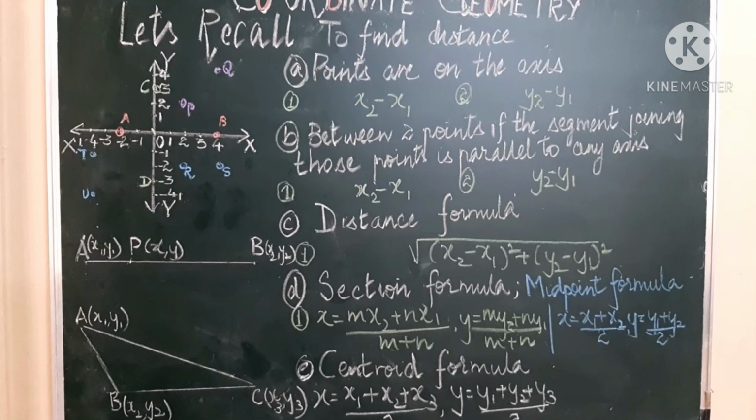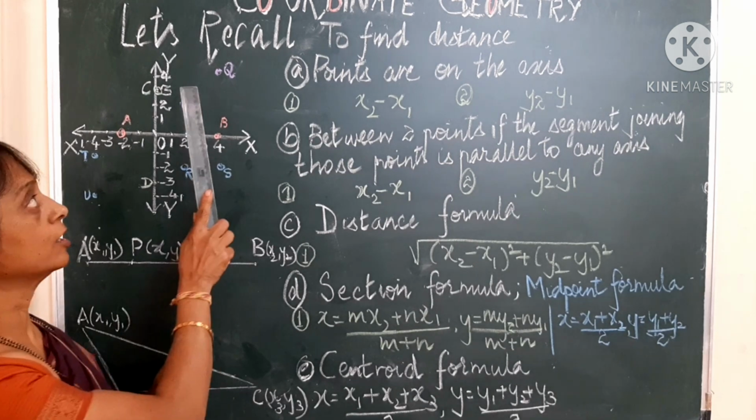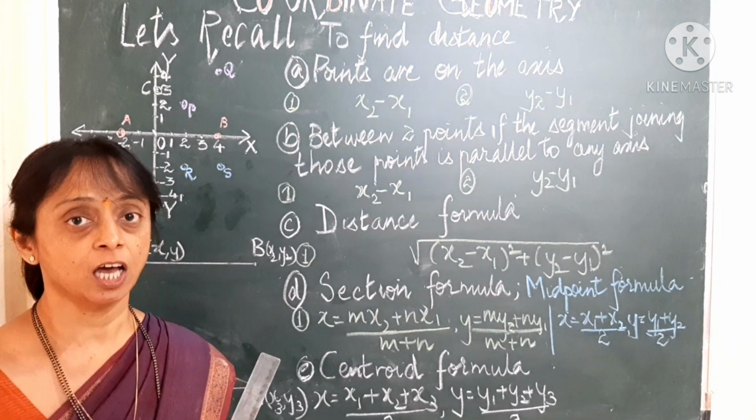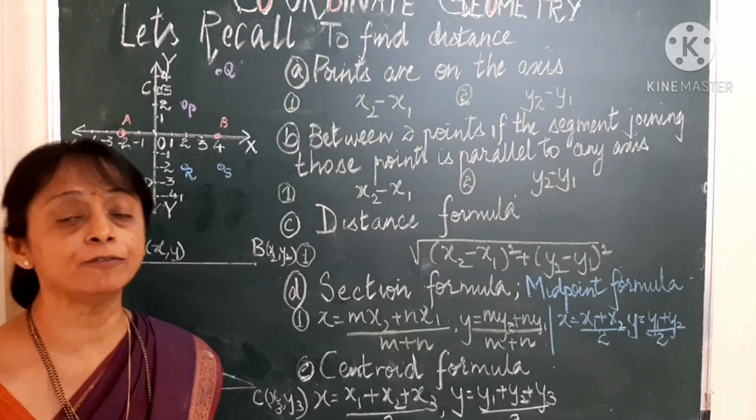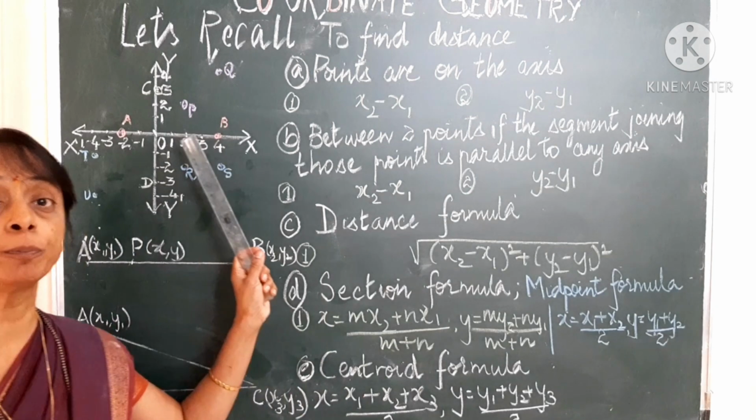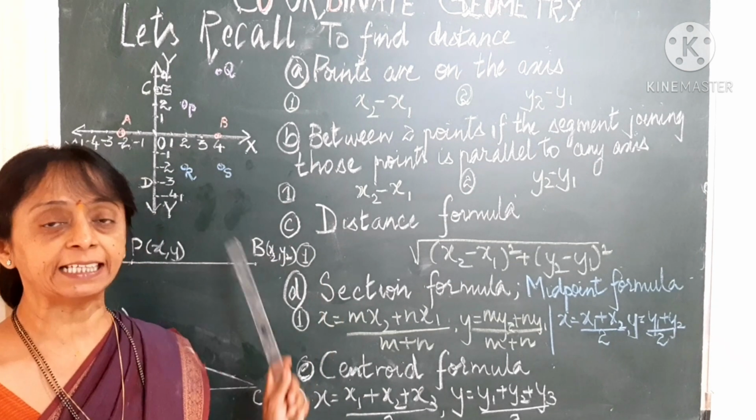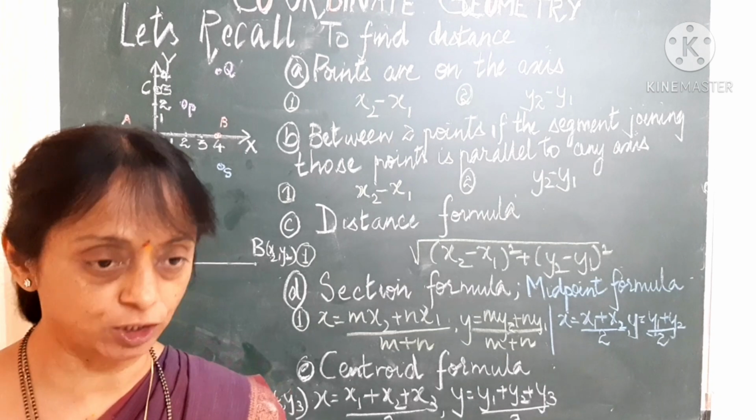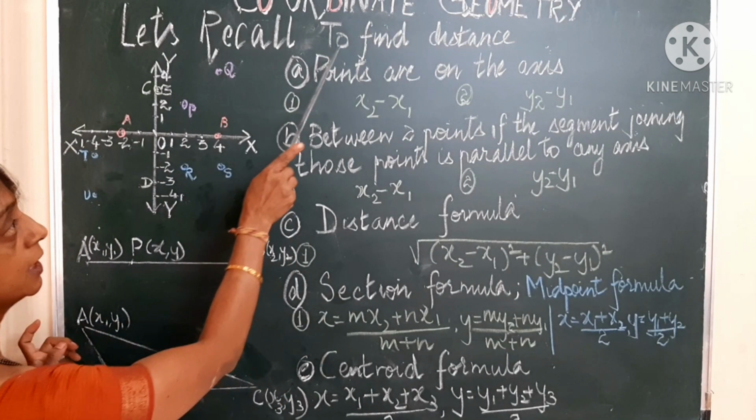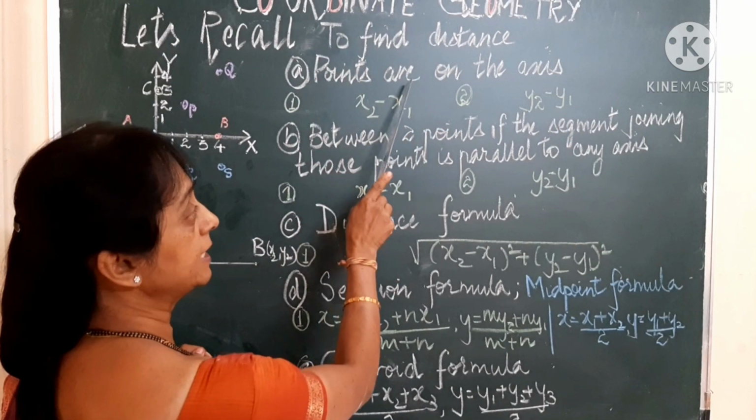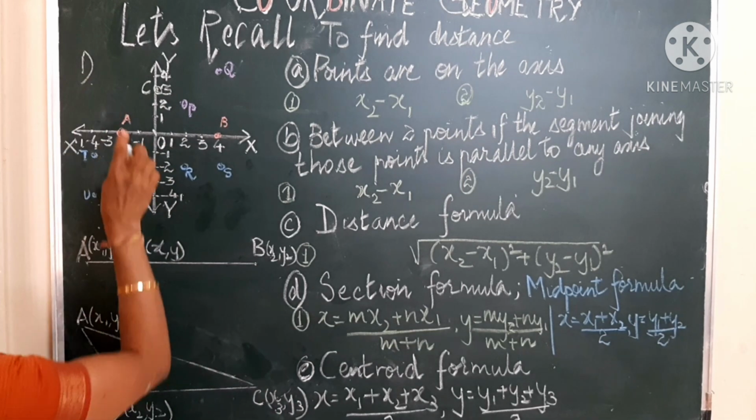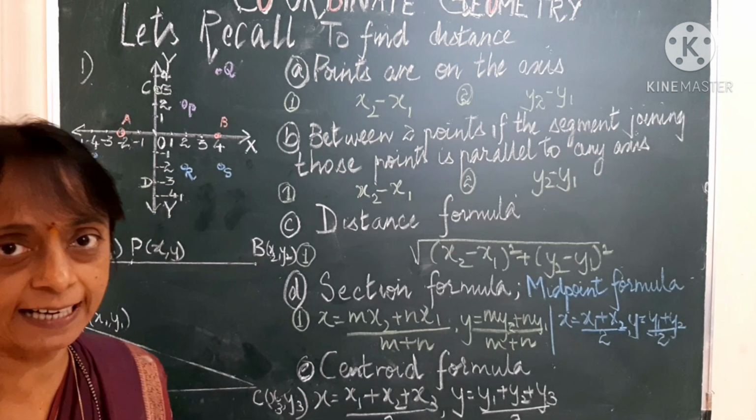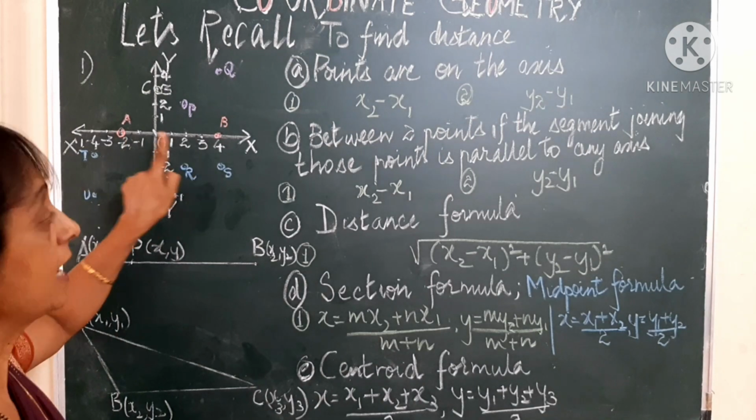So children, let's recall at a glance what all we have studied about coordinate geometry, the different formulas involved depending upon the position of the points in that xy plane. To begin with, first we learned to find the distance between the points when the points are lying on the axis. Let's observe the first figure and see which points are lying on the x-axis. We can see point A and point B.